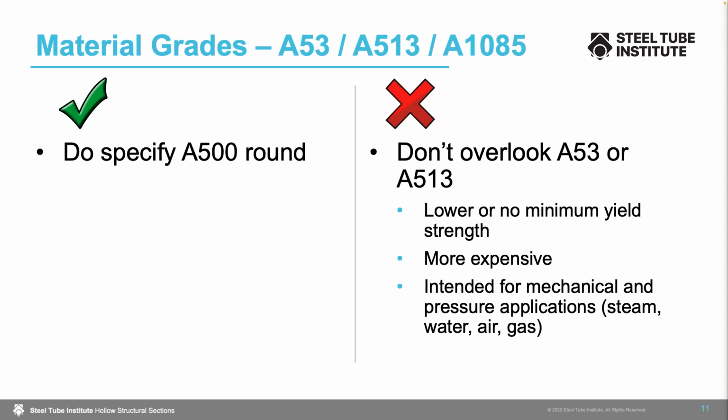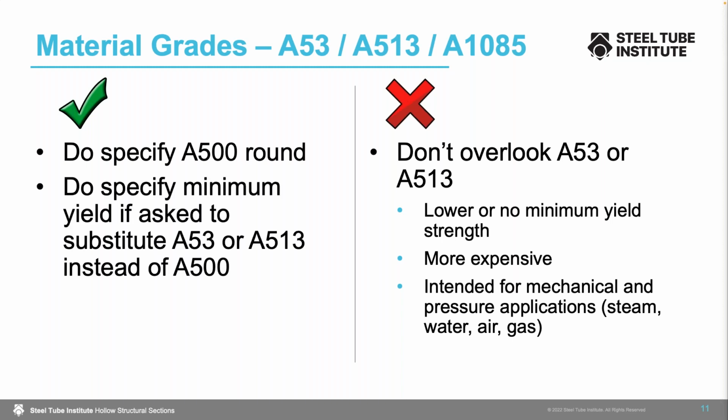So if you do get that request for a substitution, just be aware that the A53 and the A513 specs don't have a minimum yield strength, or it's lower than what we would see with A500. So if you are having that substituted, make sure that you check the material report for the material that's actually being substituted and verify that it has the yield strength that you are looking for. So do specify a minimum yield and check for a minimum yield if you're substituting A53 or A513 for A500.